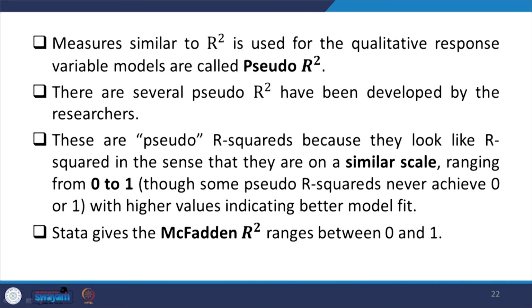There are several pseudo R squares that have been developed by different researchers. If you simply type the help command for R square, you will find a number of R square techniques. These are pseudo R squares because they look like R square in the sense that they are on a similar scale ranging from 0 to 1. Though some pseudo R squares never achieve 0 and 1, usually the optimum limit never reaches. If you remember, we already discussed R square and adjusted R square. Adjusted R square can be negative as well. But R square and even pseudo R square should be within the limit of 0 and 1. McFadden I already mentioned.